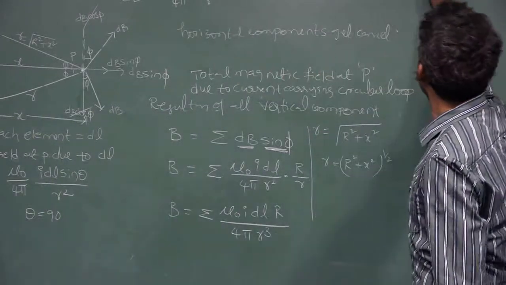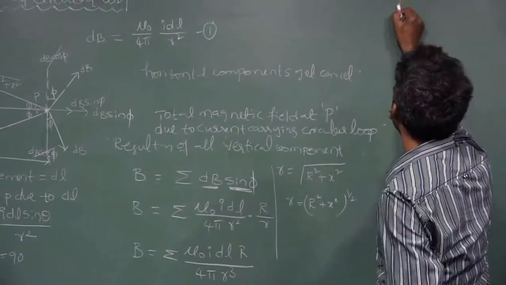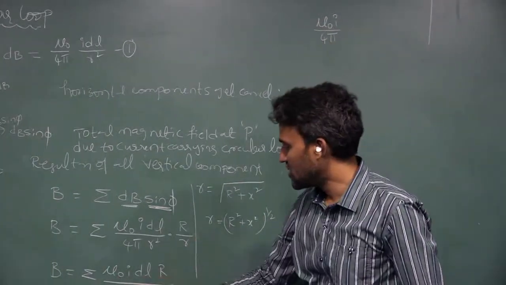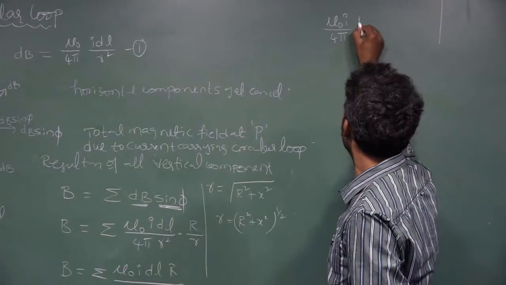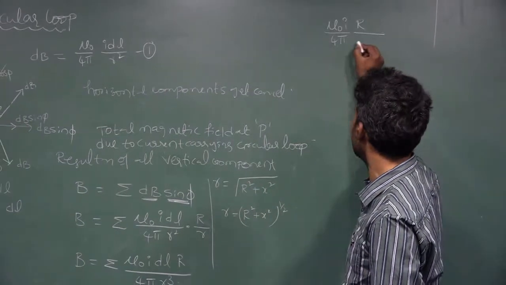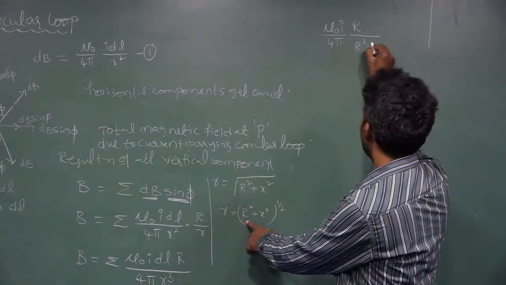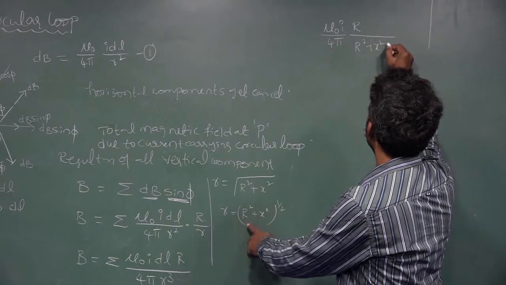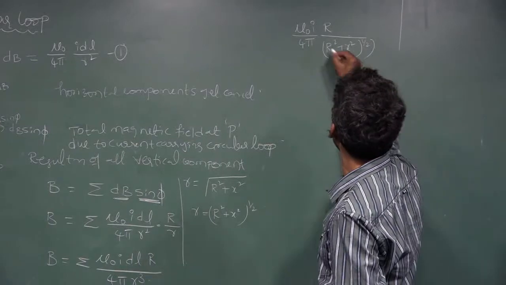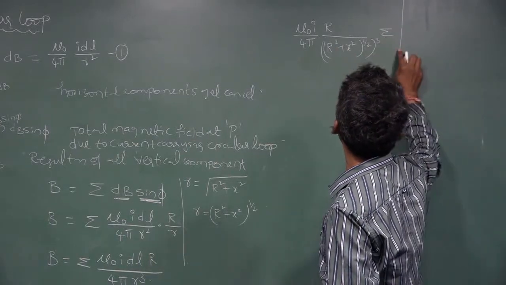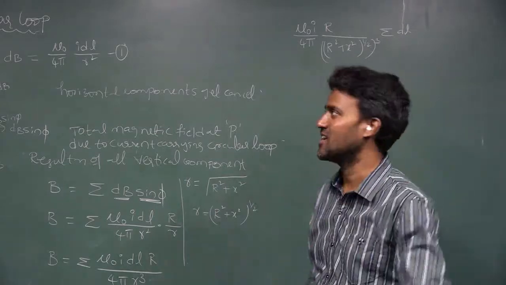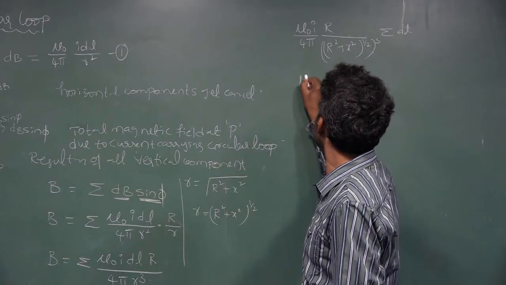Now B is equal to, see here, mu naught I divided by 4 pi is a constant, times capital R divided by small r. What is small r here? Small r is equal to capital R square plus X square whole to the power of 1 by 2. Cube is there, so whole to the power of cube. And the summation of dl is nothing but the length of the circle.